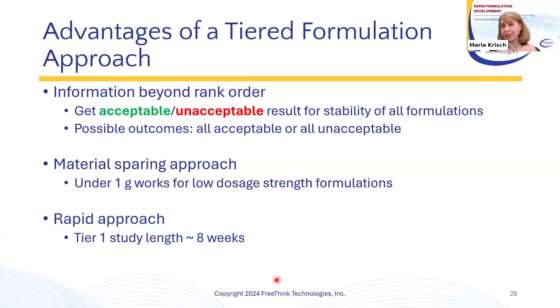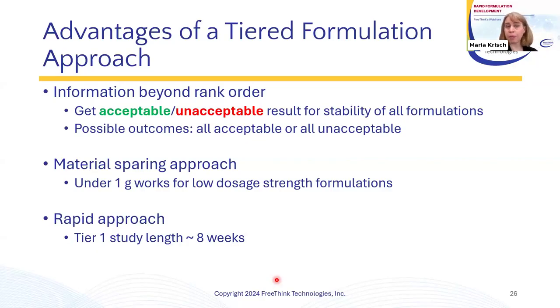And in that case, the understanding of which is most stable may be helpful for the next step, but you can't go forward with that. It's also a material sparing approach. So because you're skipping the entire binary excipient compatibility and starting with full formulations, you really have an opportunity to minimize the API use. It, of course, depends on the dosage strength that you're using. If you're using very low dosage strength formulations, like 1 or 2%, it's often the case that under 1 gram might allow you to do the full study. If it's a higher dosage strength, it might be a little bit more.